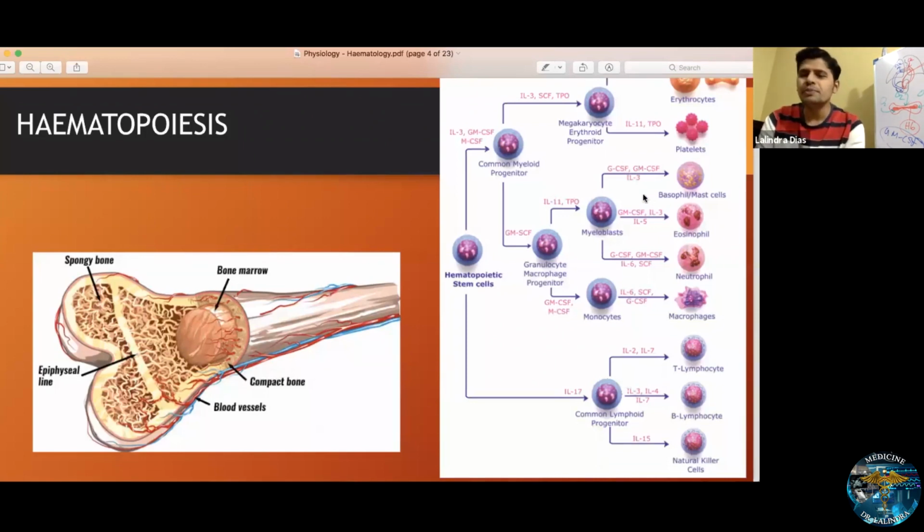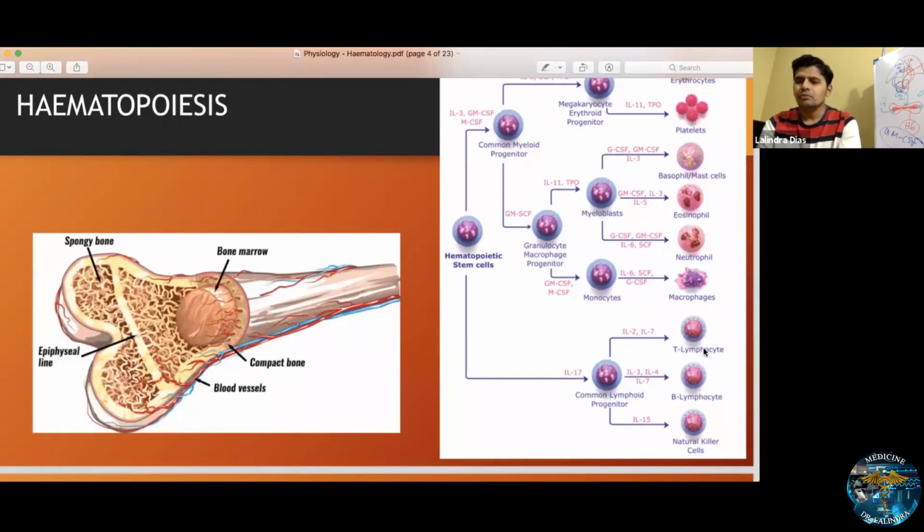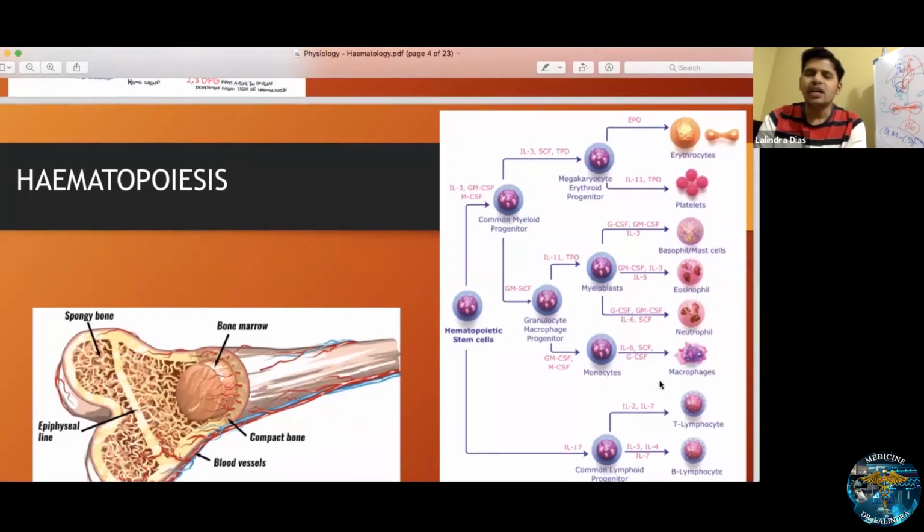Okay, so I'm going to show you this picture again. I'll just minimize this. So these are the mature cell types that we see in our blood. What are they? The red cells or the erythrocytes. You have the platelets. Then you have the three granulocytes, the basophils, eosinophils, and the neutrophils. And then you have the agranulocytic cells, the monocytes, which divide into macrophages. And then you have the lymphocytes, the lymphoid series. You have the T lymphocytes, B lymphocytes, and also the natural killer cells. So these are the types of cells that we see in our bloodstream.